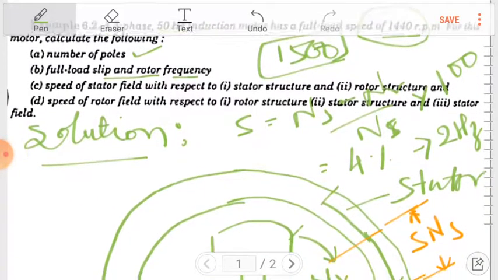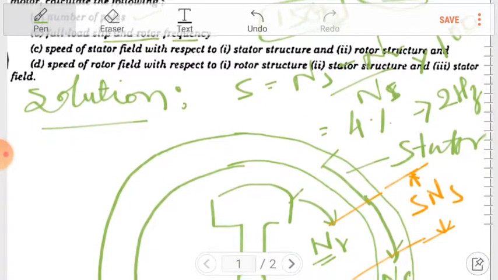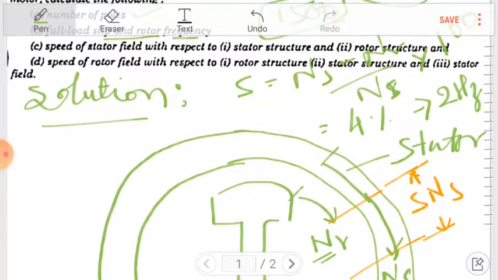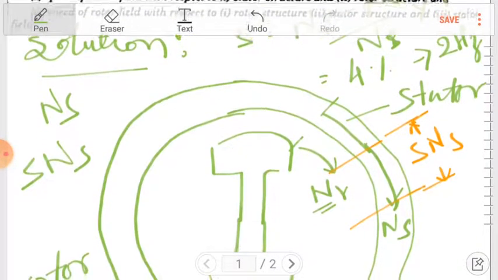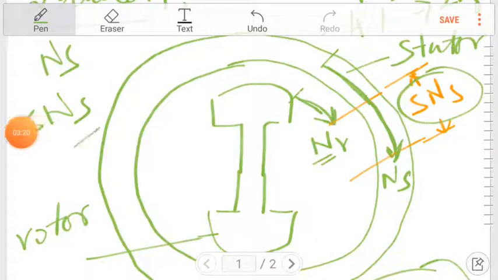So for option C, the speed of the stator field with respect to the stator structure will be ns, and with respect to the rotor structure it will be equal to s into ns, because the stator field is running with ns and the rotor structure is running with nr, so the difference is s into ns.